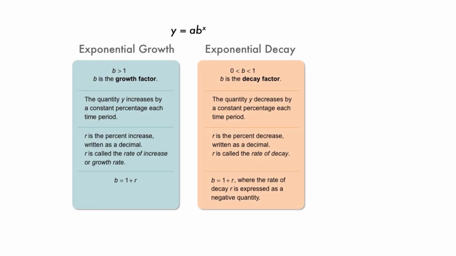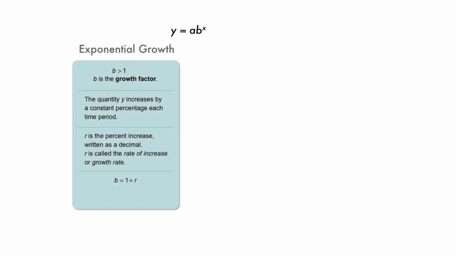Important things to note regarding an exponential equation, y equals ab to the x power. First on the left, exponential growth. b is greater than 1. b is called the growth factor. The quantity y increases by a constant percentage each time period.